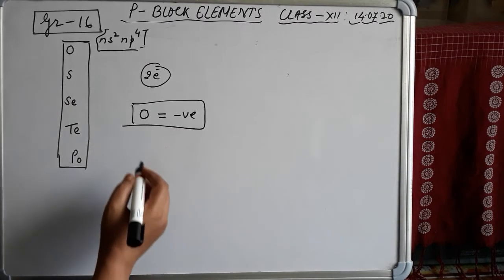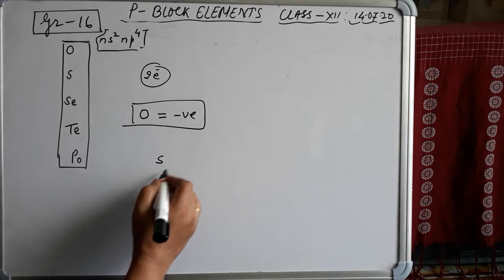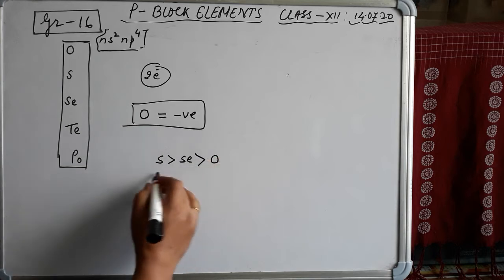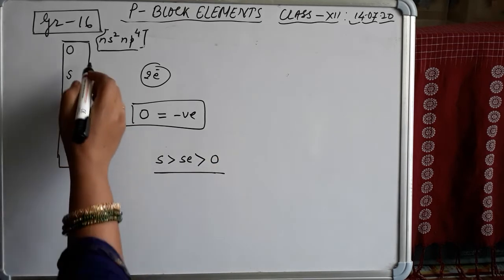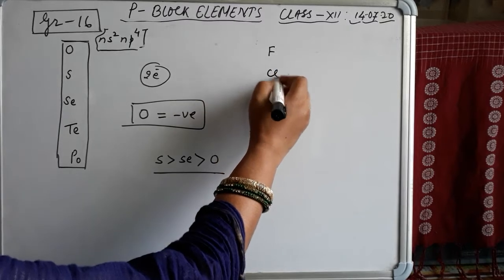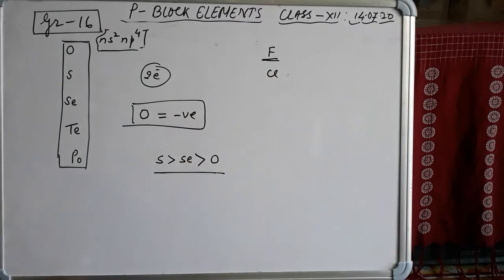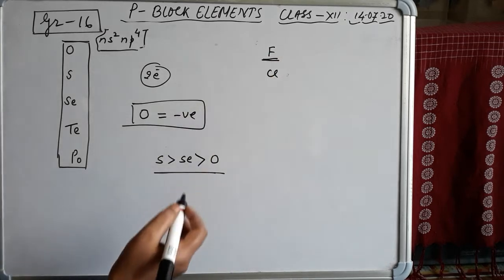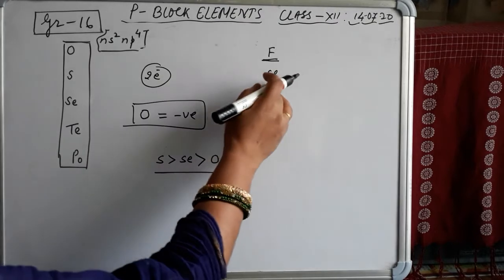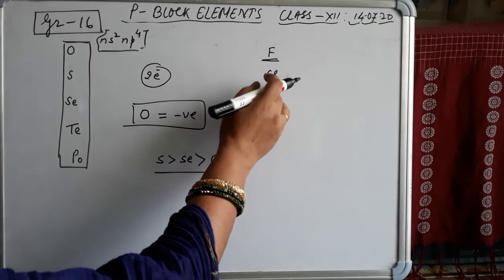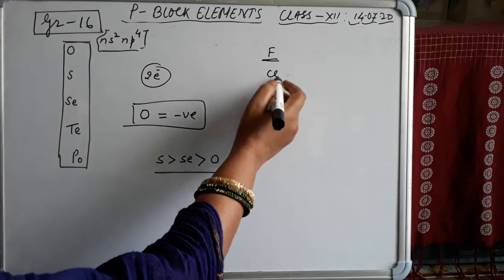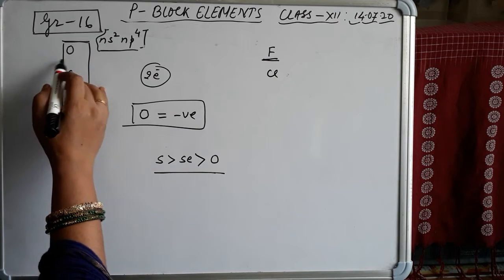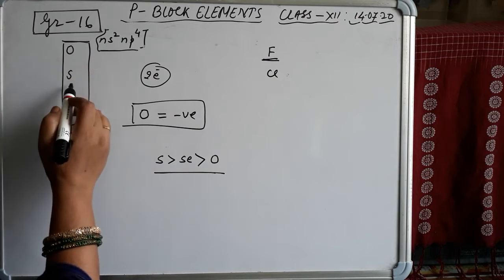But experimentally it is found that sulfur has more electron gain enthalpy. Even selenium has more electron gain enthalpy than oxygen. Why? Like fluorine and chlorine: fluorine is the most electronegative element, so it has a greater tendency to accept electrons, and it should have a more negative value than chlorine. But experimentally it is found that chlorine has a more negative value than fluorine. Similarly, in the oxygen family, oxygen has a less negative value than sulfur.